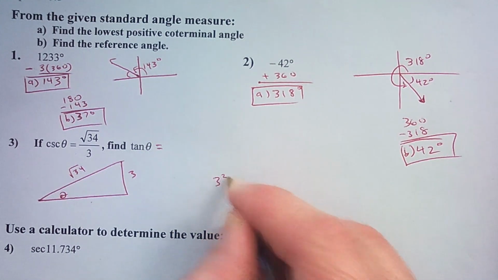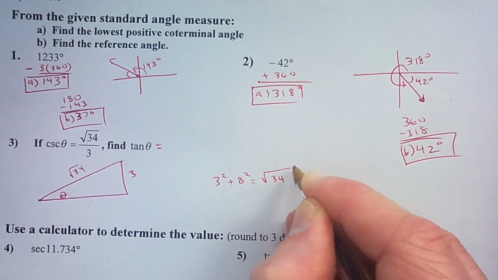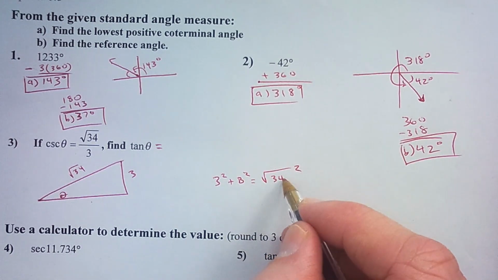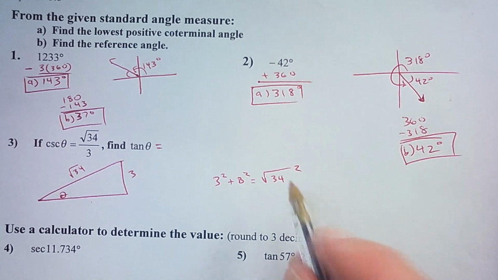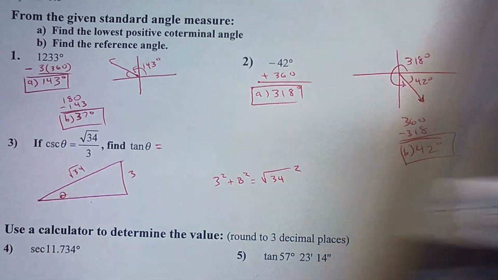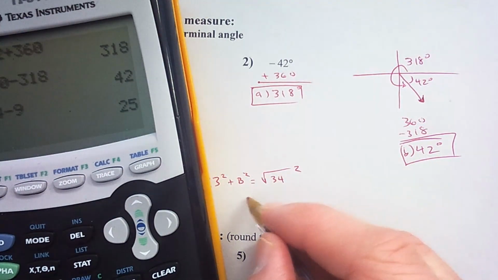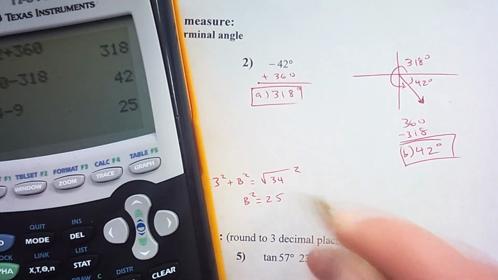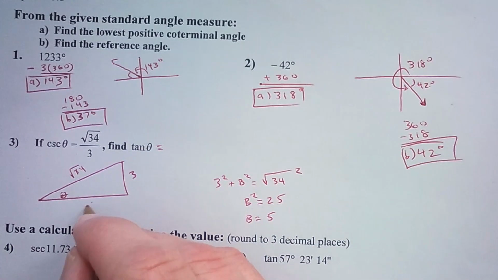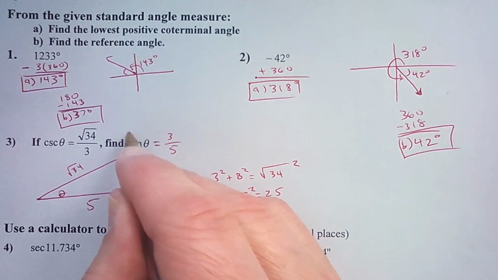So we've got 3 squared plus b squared equals the square root of 34 squared. Okay, so that's 34 minus 9. So the square root of 34 squared is 34. 3 squared is 9. So we'll subtract 9 from 34. So 34 minus 9 is 25. So b squared is 25. And the square root of 25 is 5. So we get a 5 right here. So tangent theta is 3 over 5.